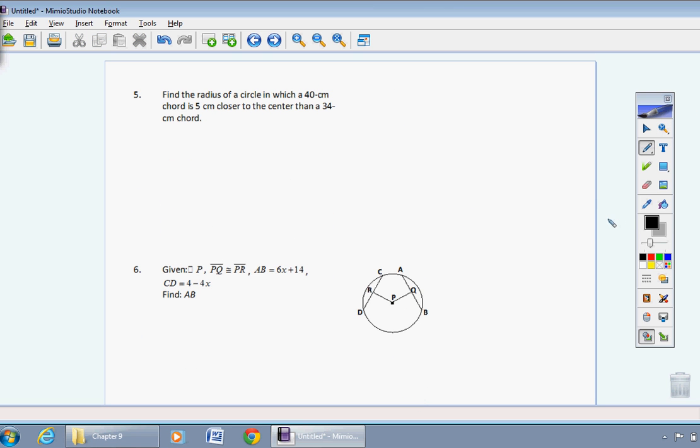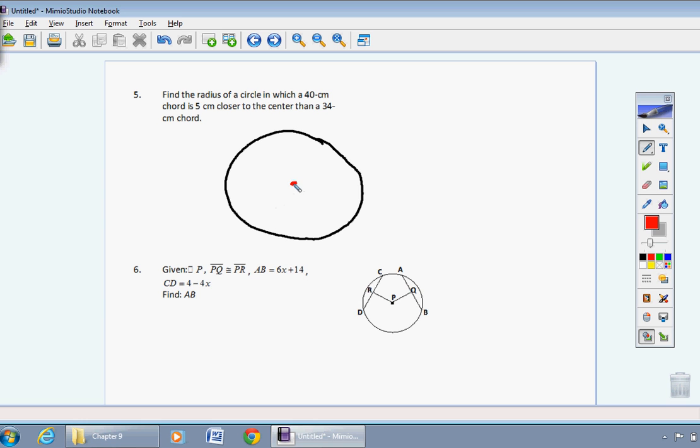This is probably the longest of all the problems. It's kind of a tricky one, but let's go ahead and set this up. It says find the radius of a circle. So again we have a circle there. I'm going to go ahead and draw that. And it wants me to find the radius of a circle in which a 40 centimeter chord is 5 centimeters closer to the center than a 34 centimeter chord.